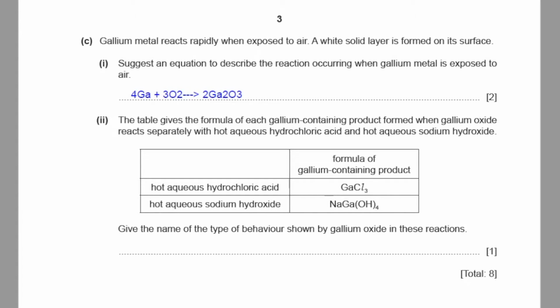Part 2. The table gives the formula of each gallium-containing product formed when gallium oxide reacts separately with hot aqueous hydrochloric acid and hot aqueous sodium hydroxide. Give the name of the type of behavior shown by gallium oxide in these reactions. So that's amphoteric oxide, since it is reacting with both acid and an alkali.